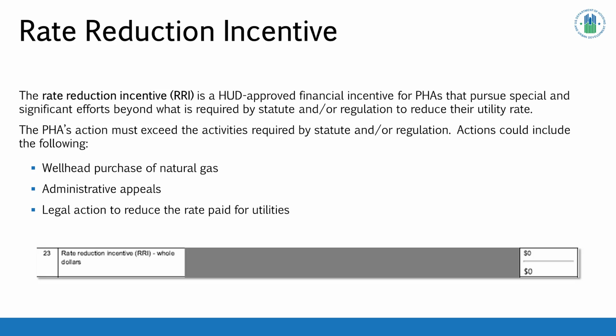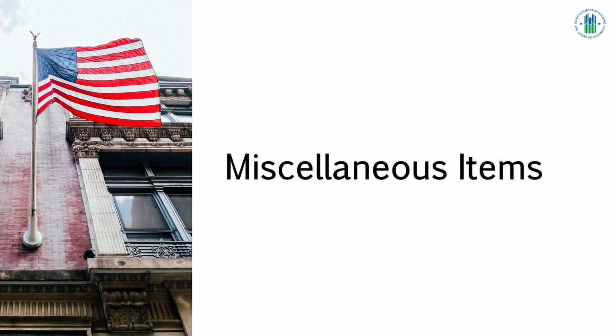There is a notice that comes out each and every year when it comes to the rate reduction incentive. And it's a good way to reduce your costs. So what happens is you would get a HUD approved letter once it's approved for each AMP and the additional money you will be getting. And you'll be able to enter that money here on line 23 of 52722, and you would get that additional subsidy. So let's talk some miscellaneous items.